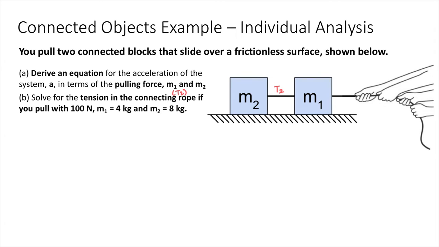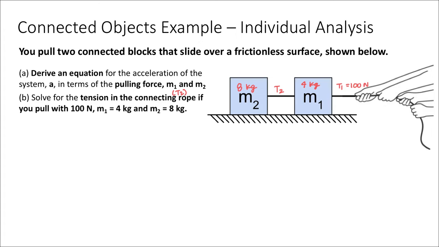If we pull with a force of 100 newtons, so if we call this T1, that would be equal to 100 newtons here. If mass 1 is 4 kilograms, this is mass 1 over here, and then mass 2 is 8 kilograms. So to begin, I'll solve this problem the same way I've solved every single problem in this unit so far. I'll draw an interaction diagram, then I'll draw force diagrams, this time for both objects separately. And I'll use those force diagrams and Newton's second law to derive an expression for the acceleration.